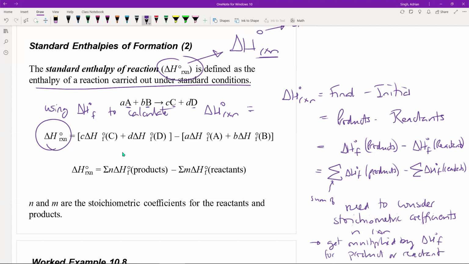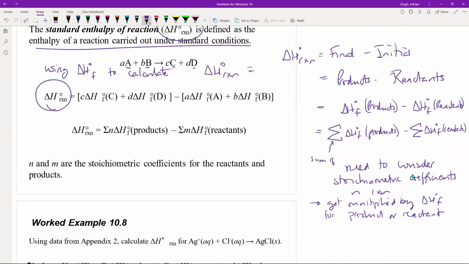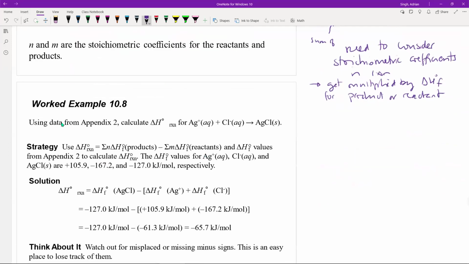Okay, so that's what this long and complicated looking equation looks like. That in essence is what it's saying. Okay, we're still relating final to initial. In this case, it's the products minus the reactants. We're just going to look up these delta H of formation values in our appendix and stick them into this equation. All right, so it says here, using data from appendix 2, calculate delta H for the reaction of Ag.